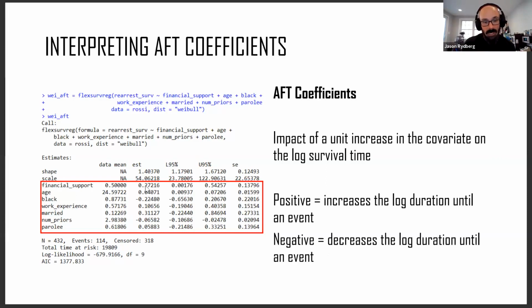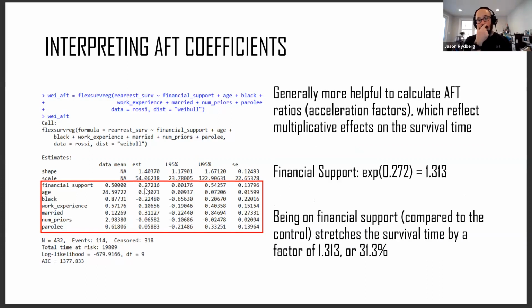So here, the financial support coefficient is 0.27, right? So if we were to exponentiate that, we get this acceleration factor, which is 1.313. So what that suggests is being on financial support compared to the control group stretches the survival time by about 31%. Which again, that's cool, right? We are directly describing the association between the predictor, the variable we're interested in, and the survival time. So that's a very appealing feature of these models.